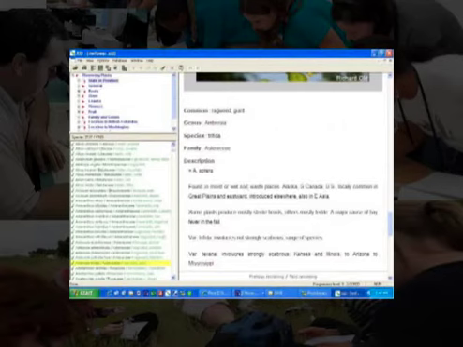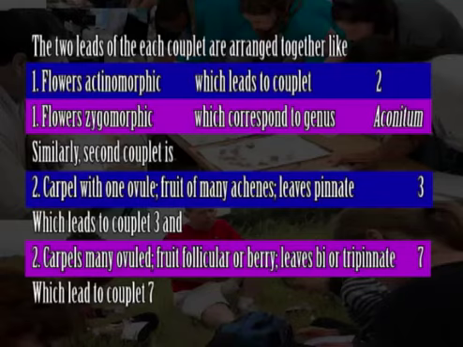In this type of key, the two leads of a couplet are always together, and the distance from the margin is always the same. Such arrangement of couplets is useful for longer keys where keys run to several pages. In this type of key, it is easy to locate the alternate lead of the initial couplet and it also provides good space economy. Such a type of key is illustrated as first couplet flowers actinomorphic, which leads to couplet 2, and the second lead of the first couplet is flowers zygomorphic, which corresponds to genus Aconitum.